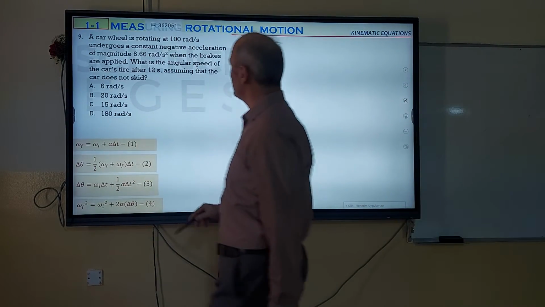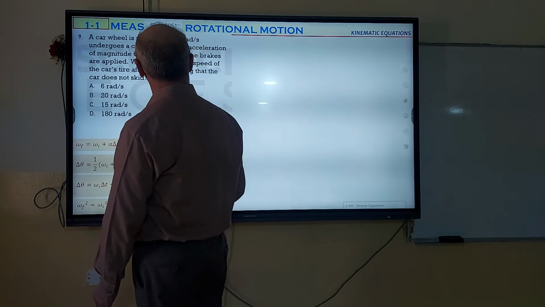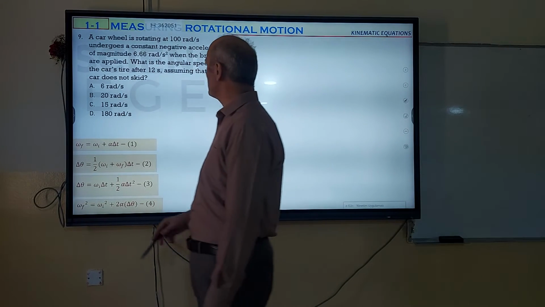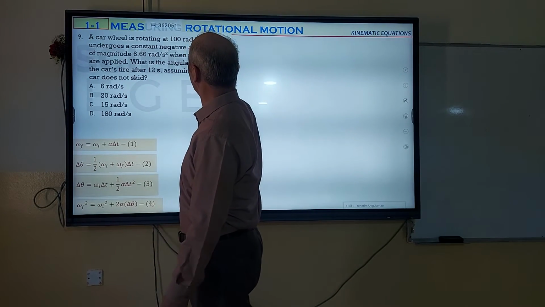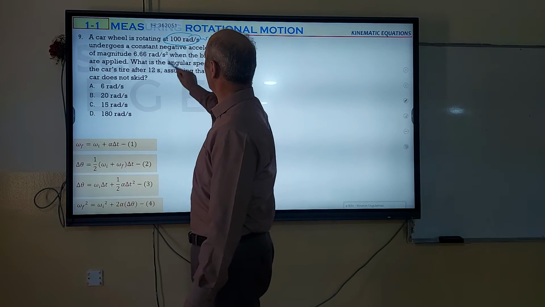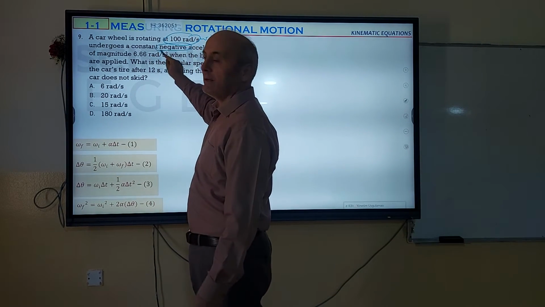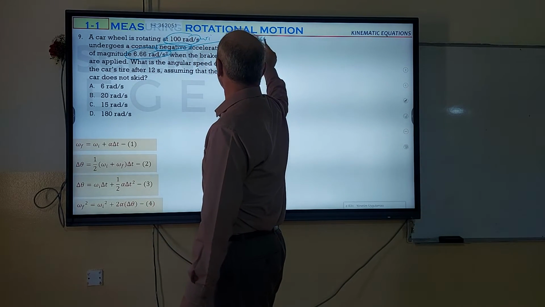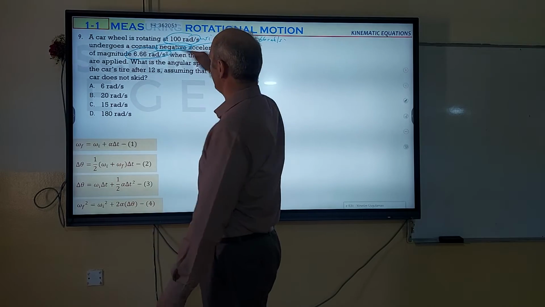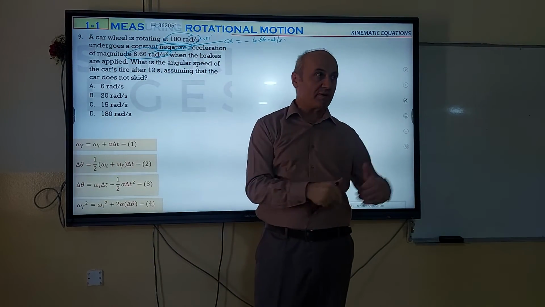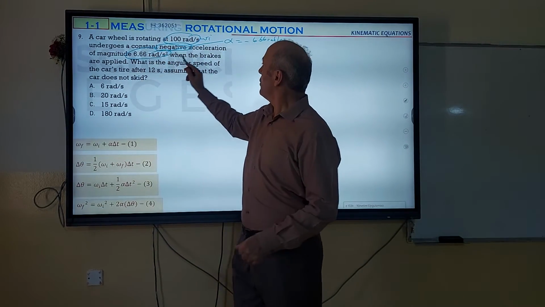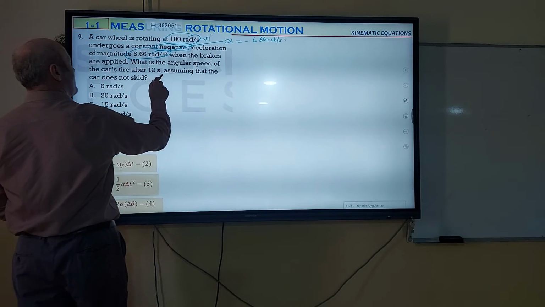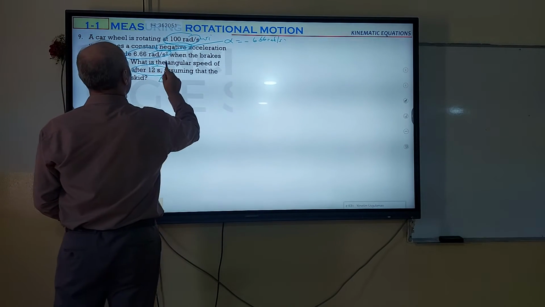A car wheel is rotating at 100 radian per second, undergoes a constant negative acceleration. So this is the initial angular speed. Then constant, but be careful, you should write this alpha as negative 6.66 radian per second squared, even though in the question it is positive, but it says when the brakes are applied, what is the angular speed of the car wheel after 12 seconds? Delta t.